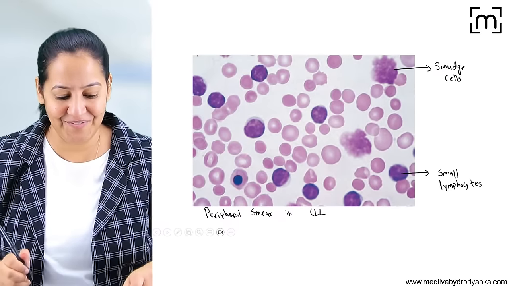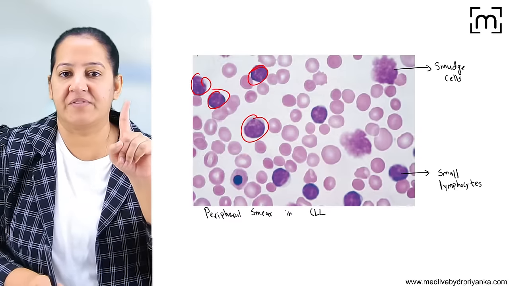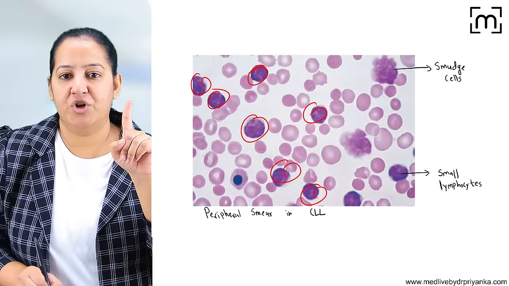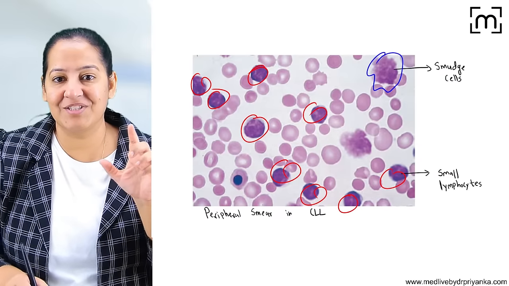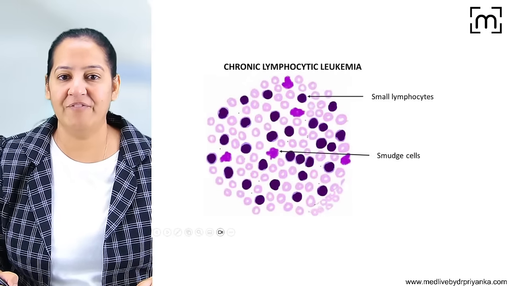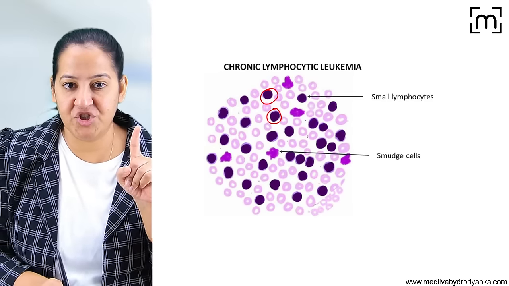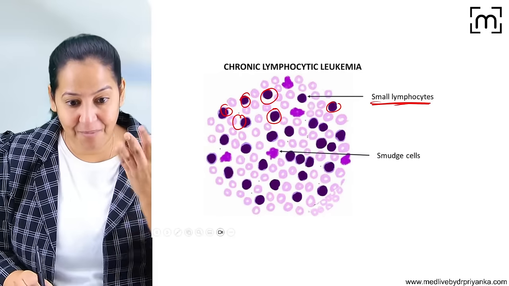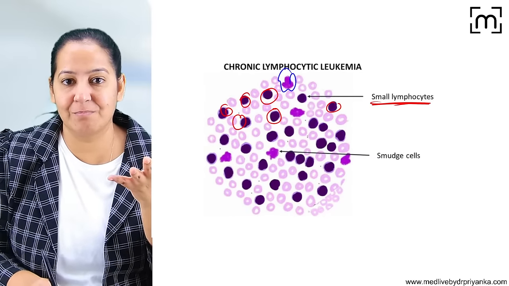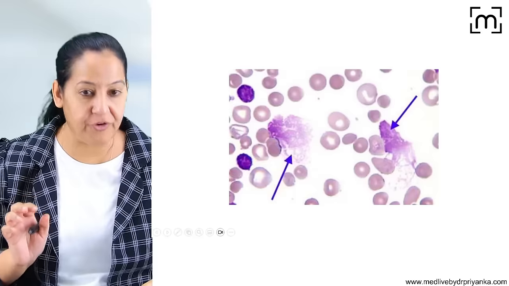So in this slide, what will you get? You will see, ma'am, these are all mature lymphocytes. Only one type of cell, uniform, mature lymphocytes. But some of them are ruptured. And I can see this is a smudge cell, this is a smudge cell. How many of you got it? You can see the same here. Only one type of cell, mature small lymphocytes, and some of them are ruptured, which are known as smudge cells or basket cells. How many of you got it?